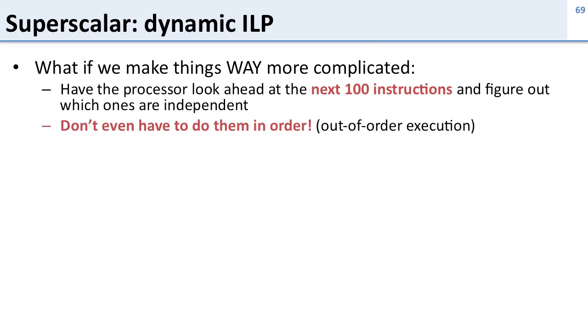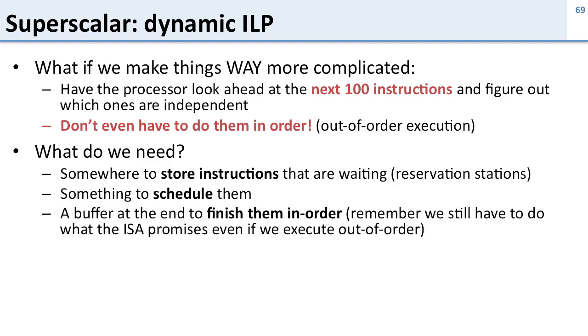We don't even have to do them in order. So once we figured out which ones are independent, we can do them in whatever order makes the most sense. It's called out-of-order execution. So what do we need to do this? Well, we need a lot of hardware. We need somewhere to store all of the instructions that are waiting.